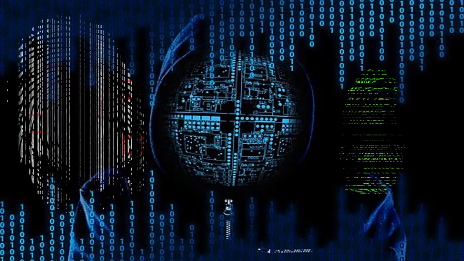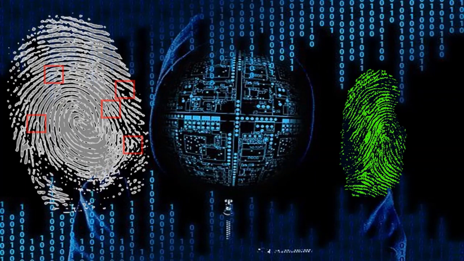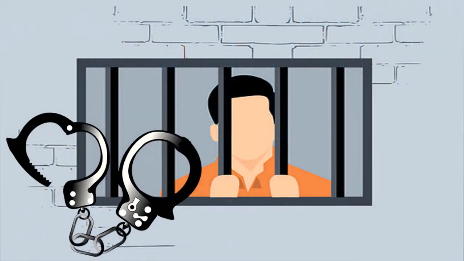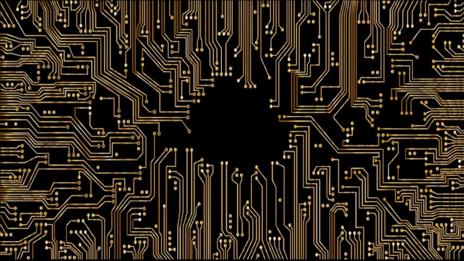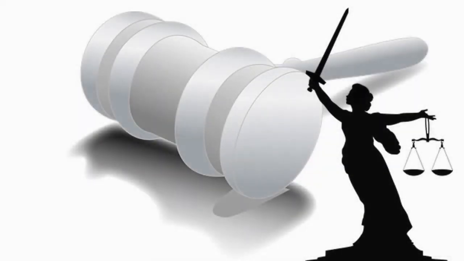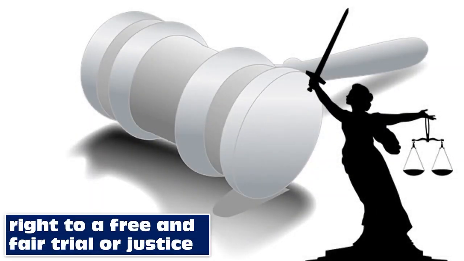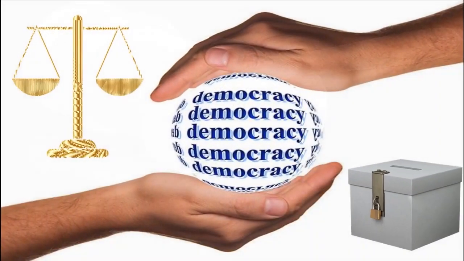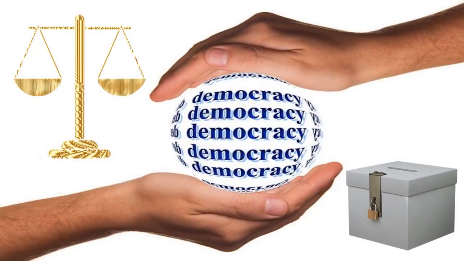We need steps to ensure that criminal profiling is accurate. Provisions are needed to eliminate the wrong identification of the accused. Implementation of adequate technology can minimize the margin of error. We must preserve a person's right to a free and fair trial or justice in all cases. A nation must strive to be a constitutional democracy and not merely an electoral democracy.